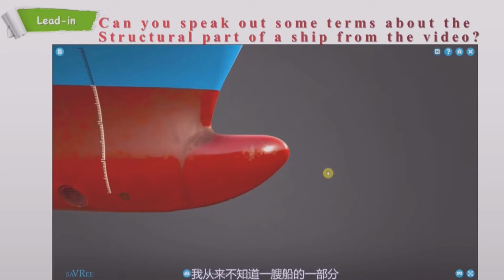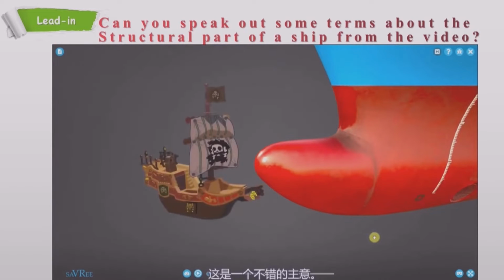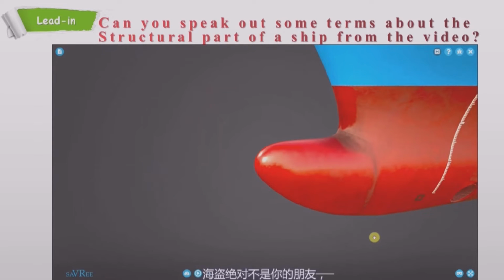I've never known a part of a ship get so much attention as the bulbous bow. Some people think it's for ramming whales and sharks and getting them out of the way, although I've never really seen a whale that could hold back a 200,000 ton ship anyway. Other people think it's for ramming pirate ships, which is a nice idea. Personally, I'm not a massive friend of pirates. If you've ever been through the Malacca Straits or past the Horn of Africa, pirates are definitely not your friends.